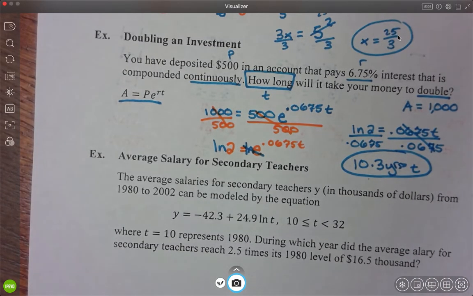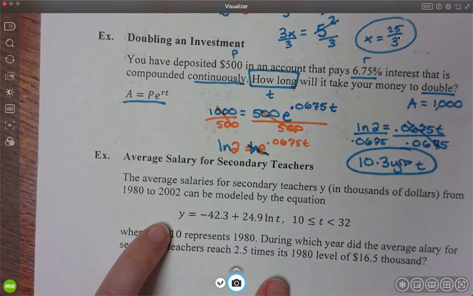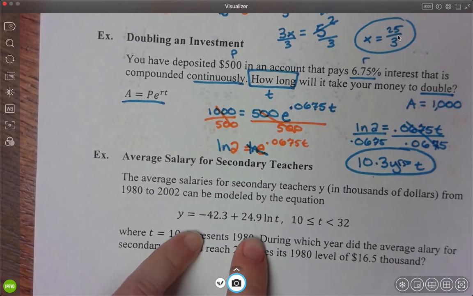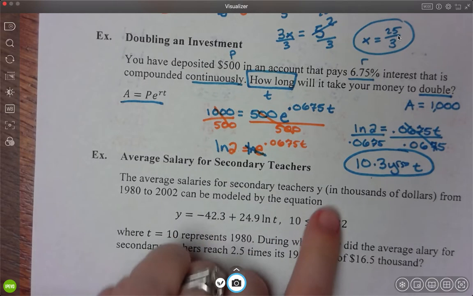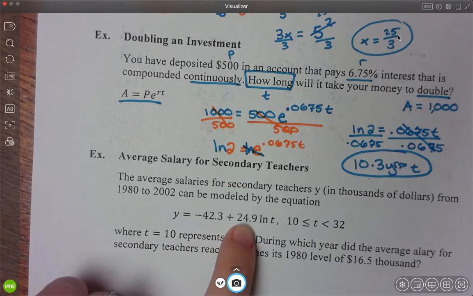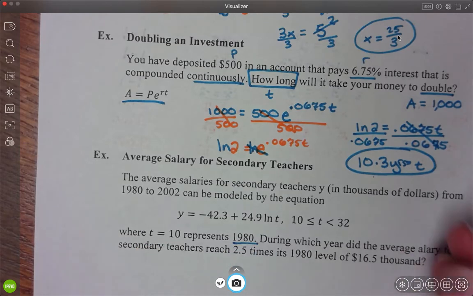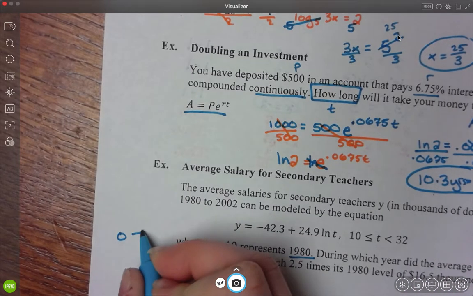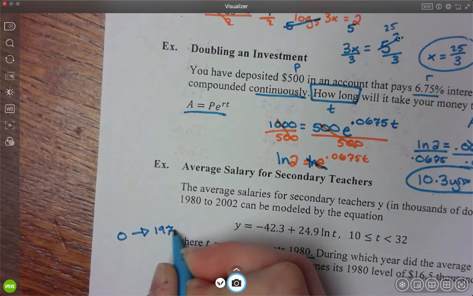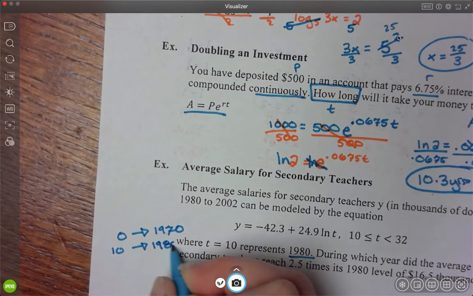Okay, last one. The average salaries for secondary teachers from 1980 to 2002 can be modeled by this equation. And these are in thousands of dollars, so this would be like 42,000, this would be 24,000, etc. T equals 10 represents 1980. So they're starting at year 0, which would correspond to 1970. 10 is 1980, etc. And we would go all the way through there.